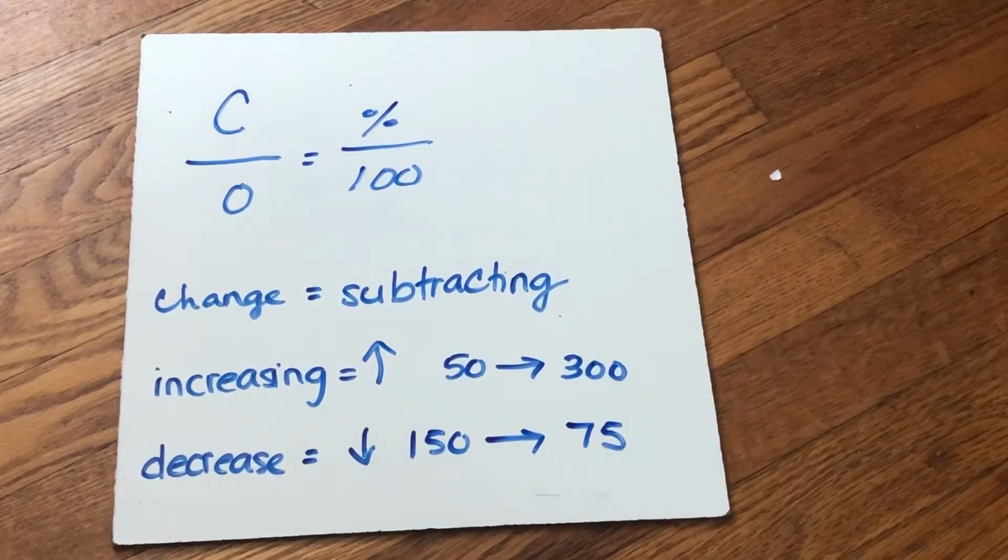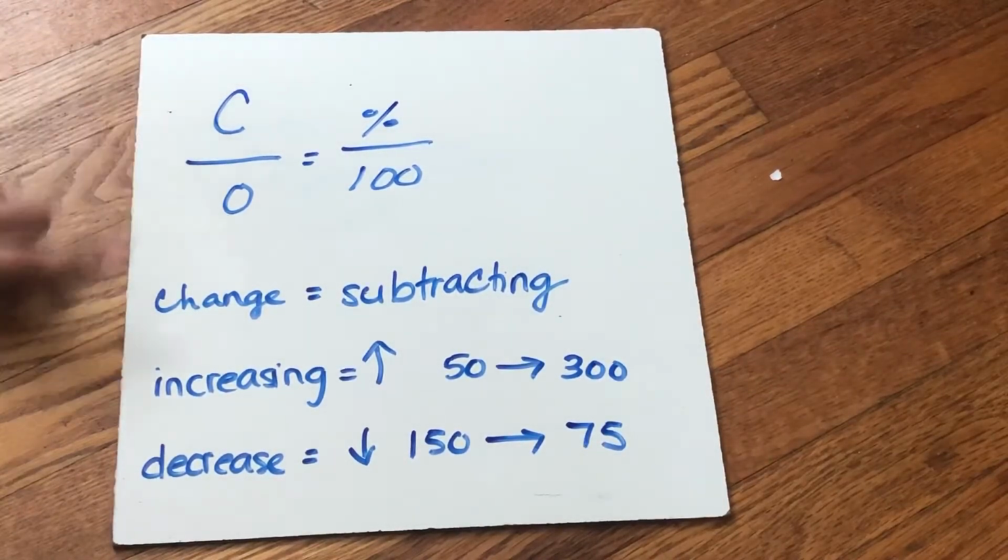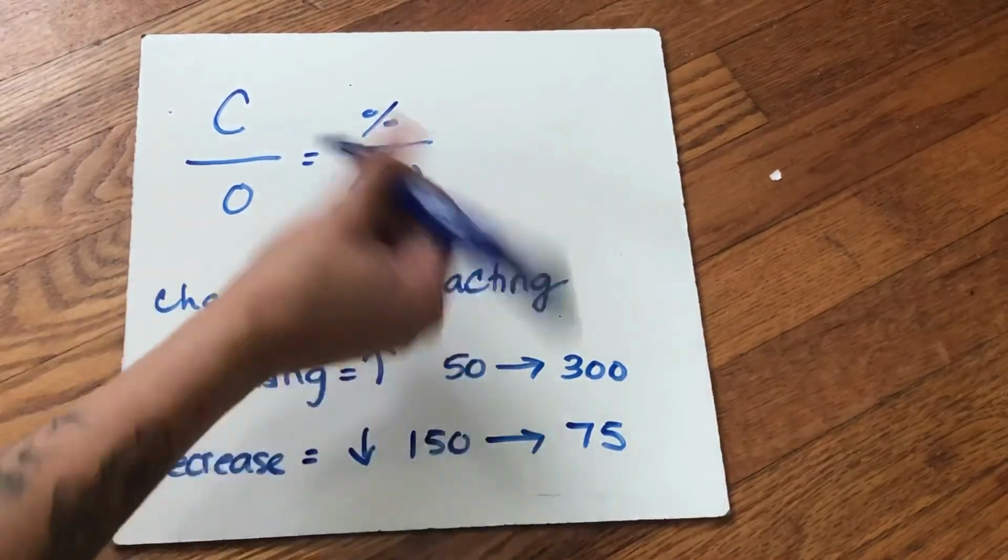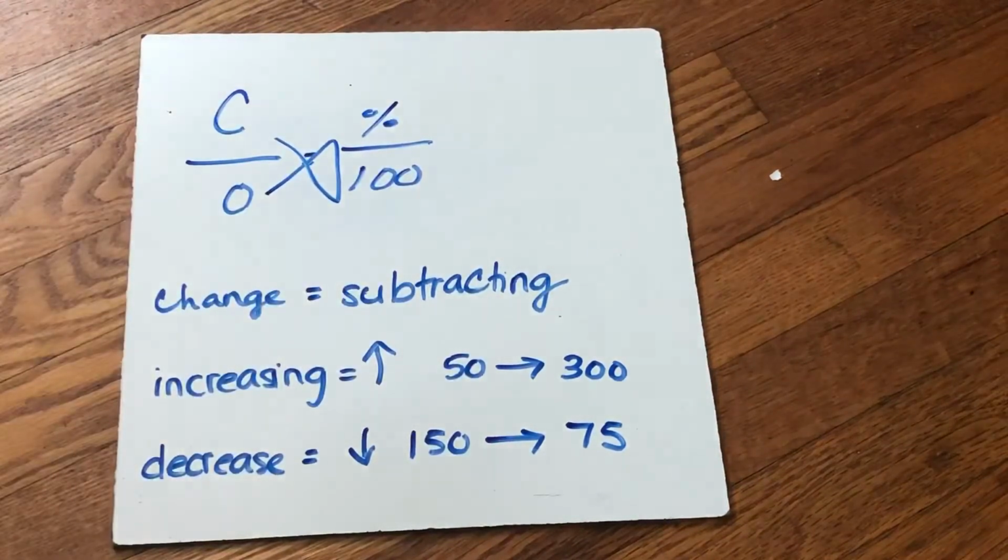So these are the basics for percent change. If you can just remember to find your change by subtracting, you will be golden because then you can just do your cross multiply and divide and solve your proportion.